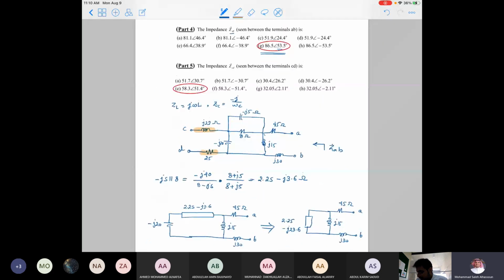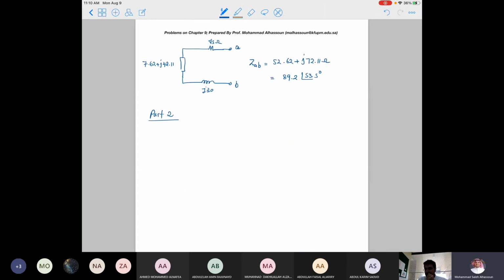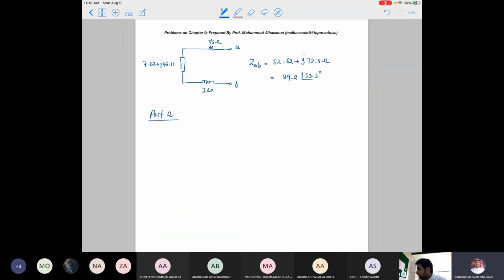So the second part is asking us to find the impedance between C and D. And the impedance between C and D, we're using exactly the same approach. Here is another approach that might be faster. So instead of actually drawing it this way, what I will do is I will draw it this way. And maybe this will eliminate some of the mistakes.